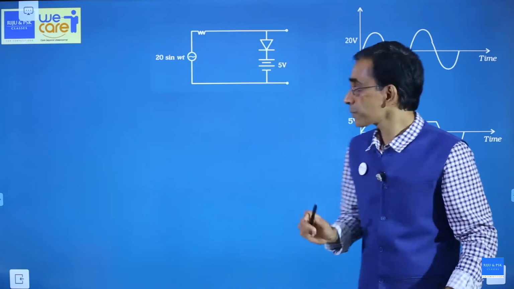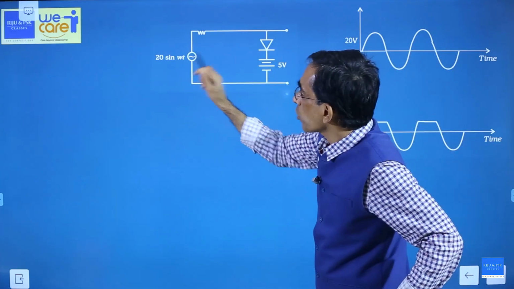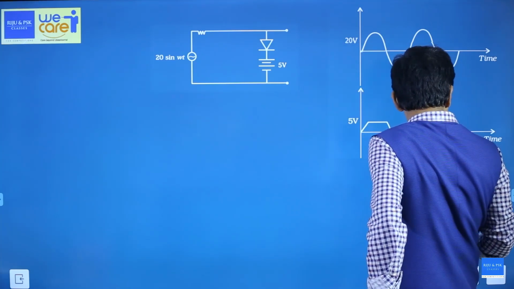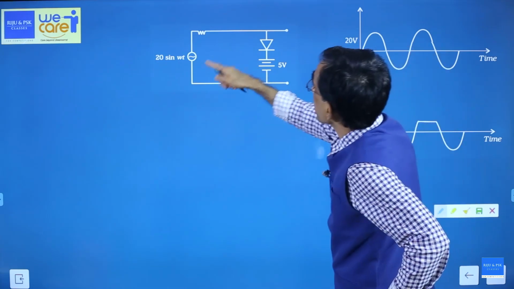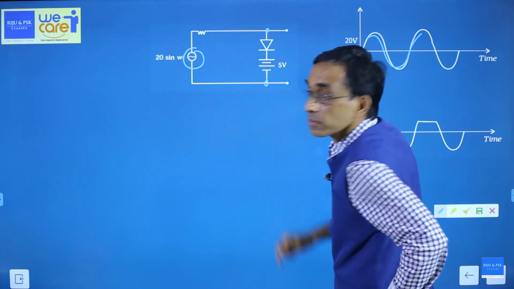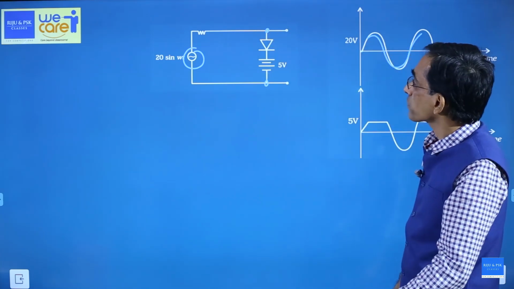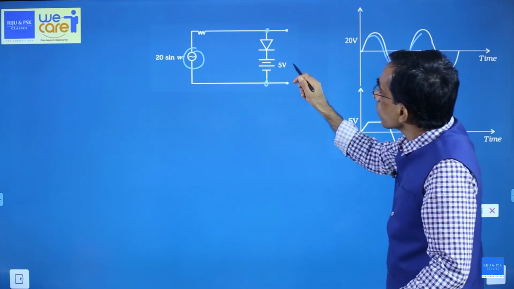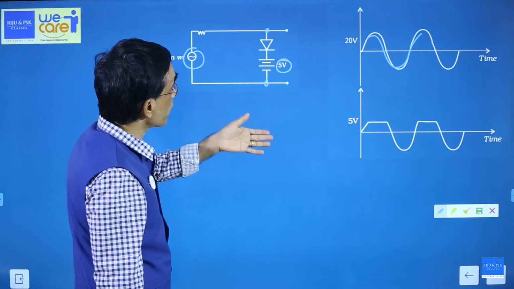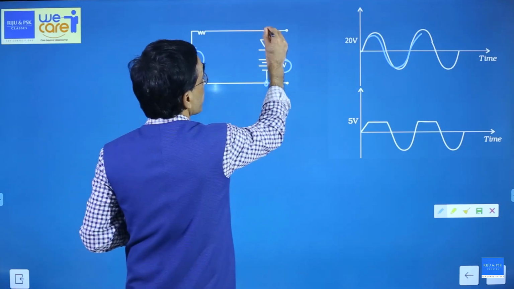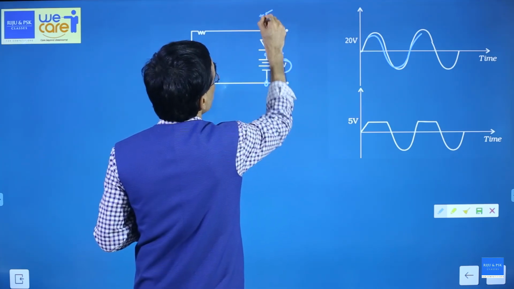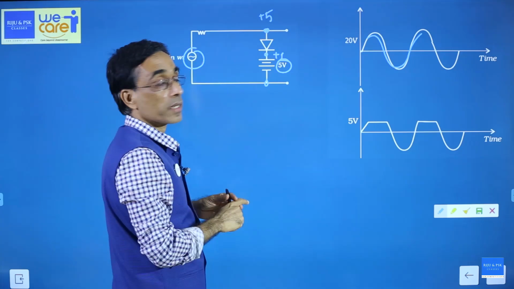Okay, I'll explain why it is. See, this is 20 sin omega t. This voltage represented by this graph is available across these 2 points. Okay, and you can see that there is a 5 volt supply here. The diode will conduct only when the potential here is more than 5. Why? Because already this point is at 5. So if you give plus 5 here, what happens? The potential difference is not there, so diode will not conduct.